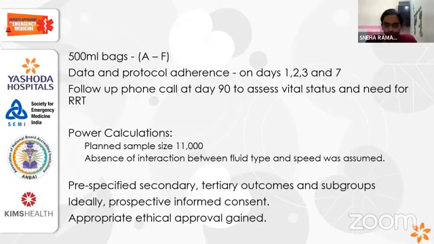For the power calculations, the planned sample size was 11,000, and they assumed that there was no interaction between the fluid type and the speed of administration. There were pre-specified secondary and tertiary outcomes, and subgroups were also specified. The informed consent was obtained from the patient, and appropriate ethical approval was gained.